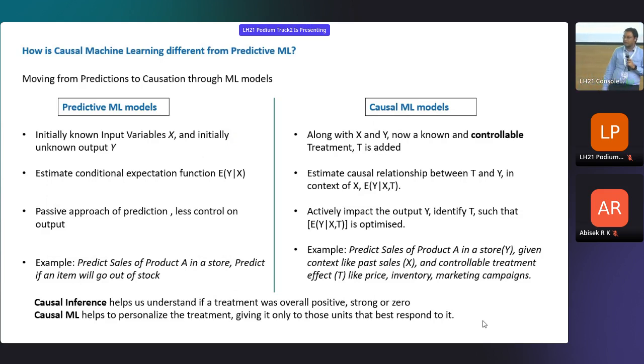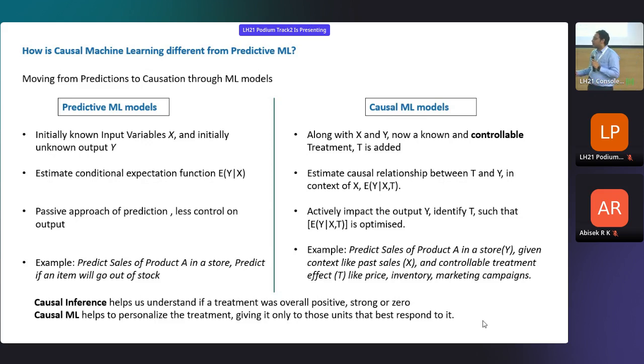So how is it different from traditional predictive machine learning? In both of them we have the input variables x and the outcome y, but in addition here we have a controllable and known treatment, which is t. In most predictive ML models, our goal is to estimate the expectation of y given x. But here we want to measure the causal relationship, which is given by the expectation of y given x and t. The main difference is that predictive ML is a very passive approach. We can predict the actual outcome, but we do not have any control over it. We cannot change it. But here we can effectively impact the outcome by properly identifying the treatment and applying it in places where the impact would be maximized.